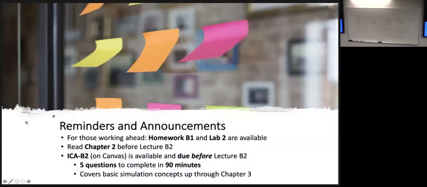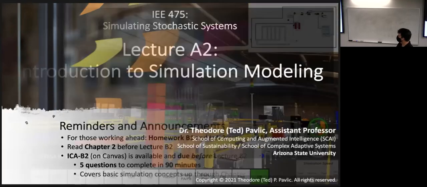Reminders here. For those working ahead, homework B1 and lab 2 are available. Read chapter 2 before lecture B2, which is I think a week from today. And then ICA B2 will also be due before lecture B2. It took off the time limit here. Apparently I didn't adjust it on this slide. So there's just 5 questions that will relate to this chapter 2 content, basic simulation concepts that we'll see here. So that's what we've got going forward.